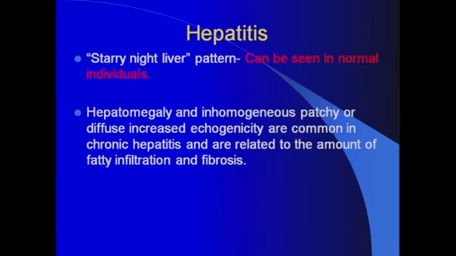Now, the other important thing is what else can be helpful in evaluating these patients. Hepatomegaly, as we talked about, can also be seen in chronic hepatitis before it progresses to end-stage liver disease, as we know it, cirrhotic change. Now, inhomogeneous, patchy, or diffuse increased echogenicity are quite common findings in patients with chronic hepatitis and are related to the amount of fatty infiltration that goes along with the fibrotic changes in these livers.